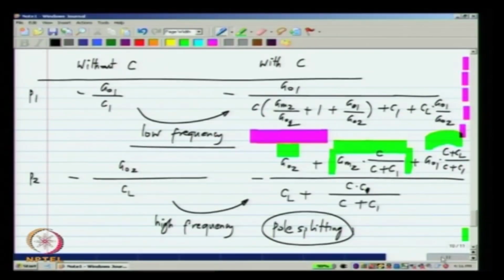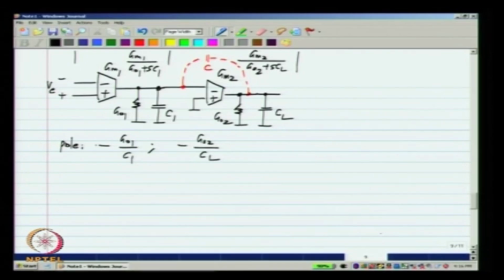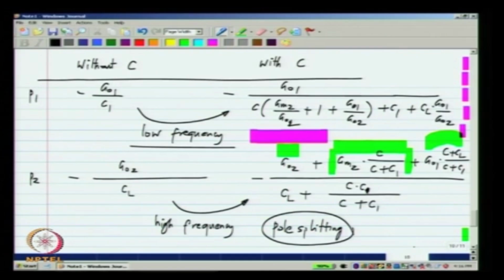So, in summary, the new op amp that we came up with has 2 poles and a 0, and the poles are given by these expressions. Okay. And the 0 we already determined, it is at plus GM2 divided by C. Okay.